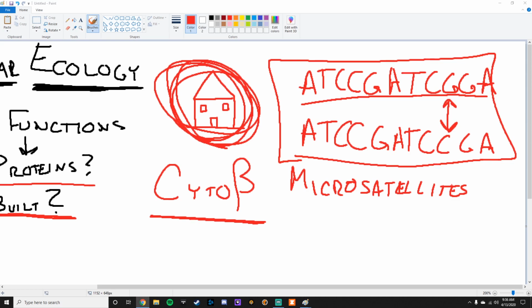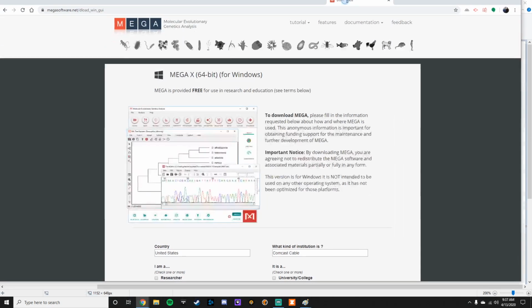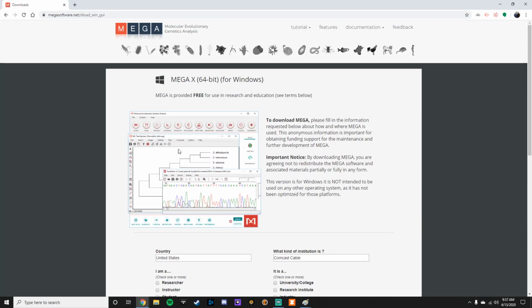I know there's a YouTube channel called Mega64, so if you look it up, you have to search for the Mega64 genetics program. You can download this from a company called Mega, and this is it right here. What you do is leverage information from the NIH database.